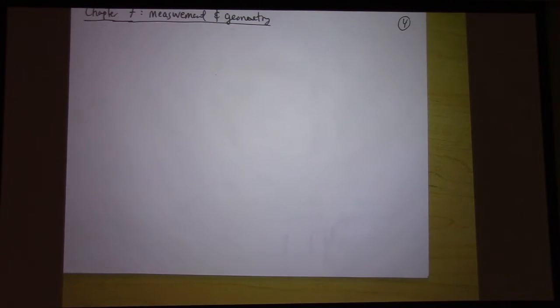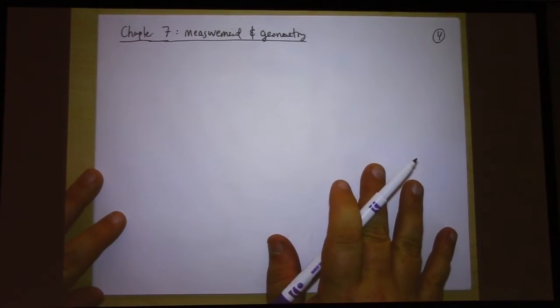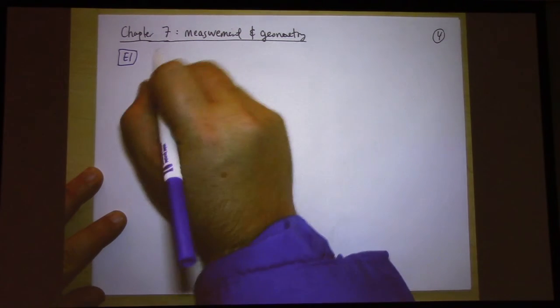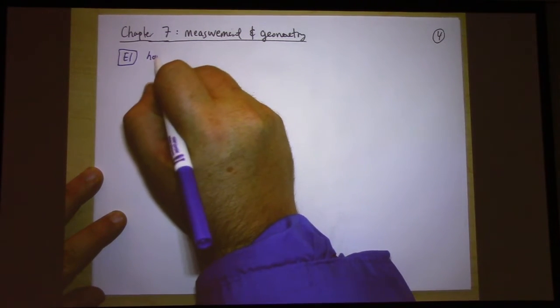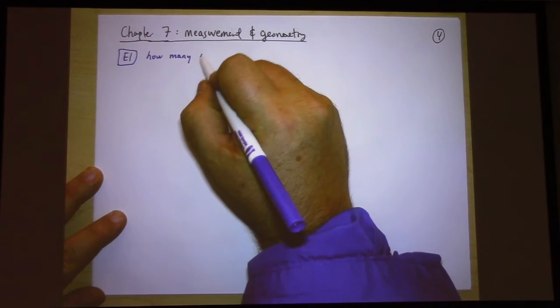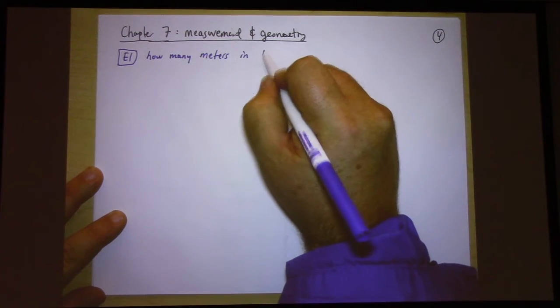I think you're going to find the homework from this chapter rather relaxing if you enjoyed geometry in elementary school. If you did not enjoy geometry in elementary school or high school or whatever, this might be less fun. But let's see here. Example 1 actually wasn't even geometry. It was just very silly. How many meters in 1 mile?